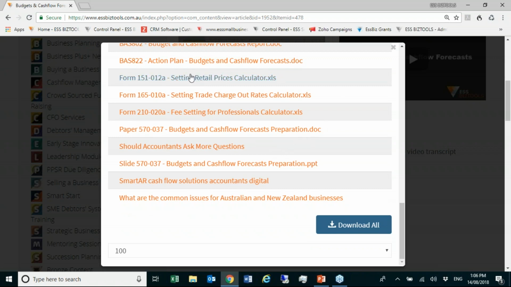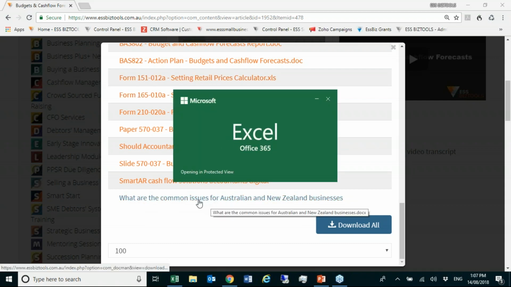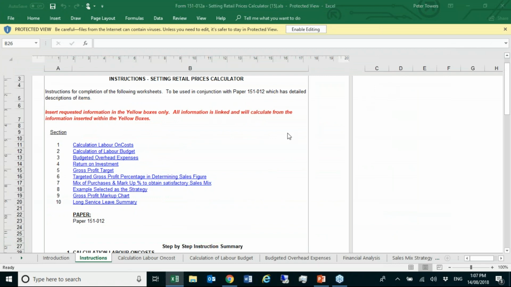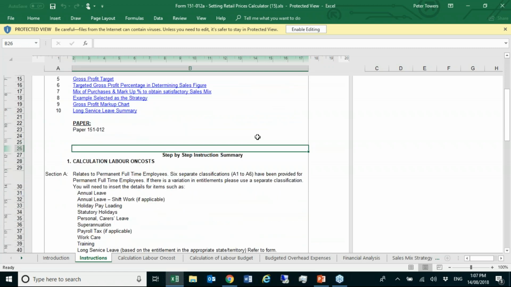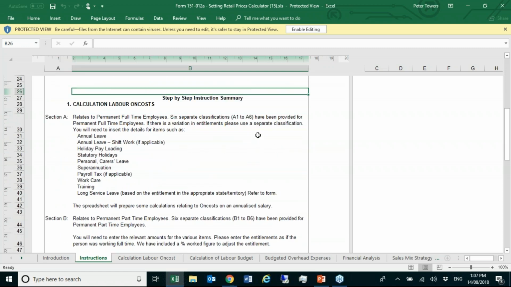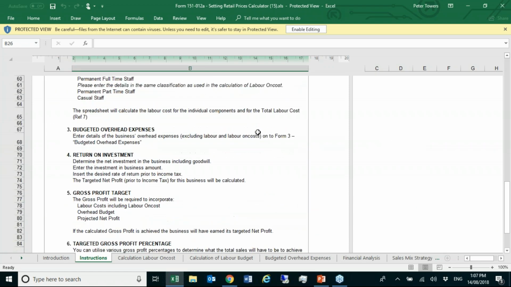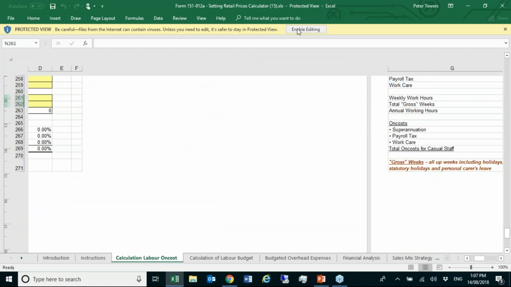And the key forms, I'm just going to bring up one of them, the setting retail price calculator. So there's some instructions. And then it moves into a calculation of labour on cost.